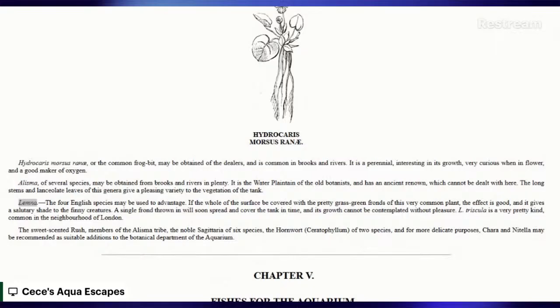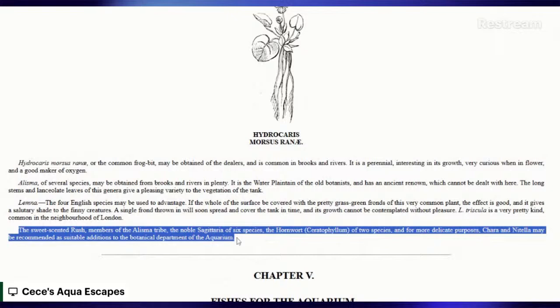L. Trisulca is a very pretty kind, common in the neighborhood of London. The sweet-scented rush, members of this Alisma tribe and the noble Sagittaria of 6 species, the hornwort, Ceratophyllum of 2 species, and for more delicate purposes, Chara and Nitella may be recommended as suitable additions to the botanical department of the aquarium.